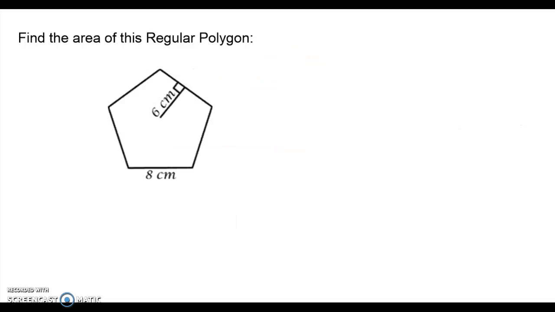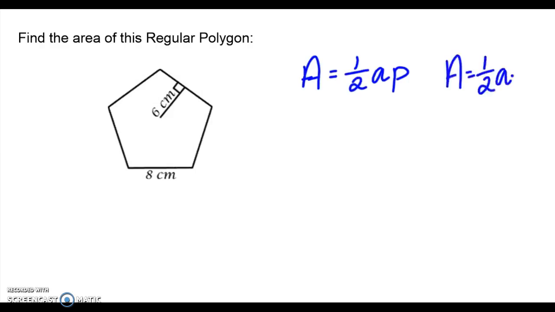All right, so let's get started on this. Okay, we're going to find the area of this regular polygon. Now most of the time I use the 1/2 a times p one, okay, but if you want to, you can also use the 1/2 a times s times n. Okay, so they both mean the same thing. I just most of the time use the perimeter one. Okay, it's up to you.